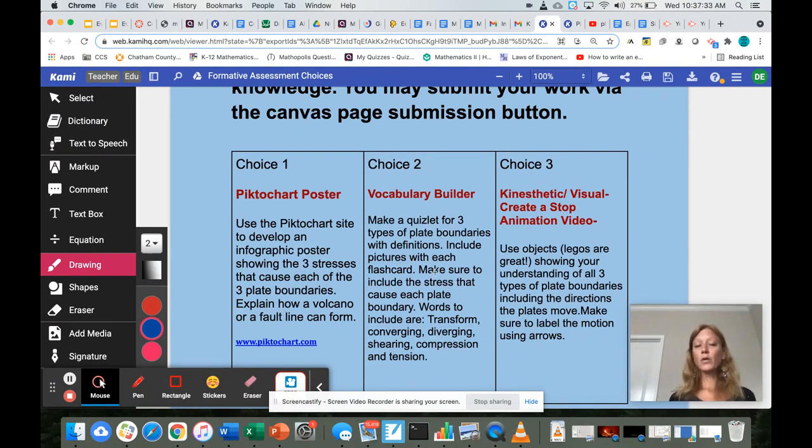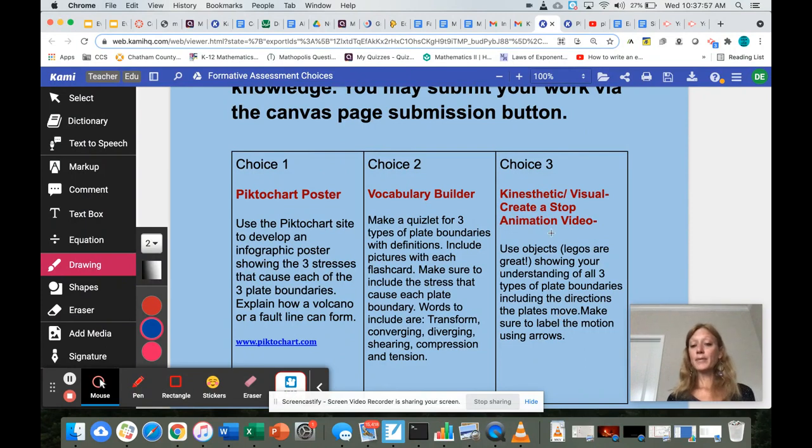Choice 2 is for vocabulary, right? So if you have a goal that you're trying to work on your vocabulary, this would be a great choice for you. You get to make your Quizlet, and you have flashcards with pictures that you can put on them, and you're going to include the stresses, the plate boundaries, and a thorough description of how those stresses cause each of those separate plate boundaries.